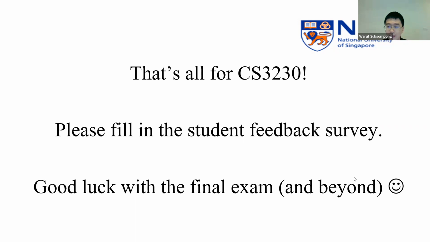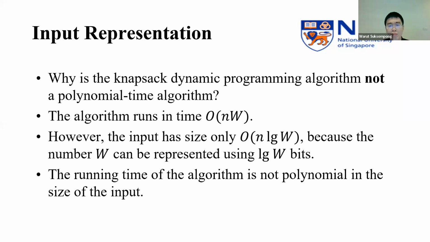Why is it n log w and not n plus log w? I think writing n plus log w here should also be correct, because n is the number of items, and for each item you're given the value and the weight. The w itself is a number. So if you write big O of n plus log w, that's also fine. I just write n log w because that's simple, and big O means at most anyway. But that's a good point. n plus log w would also be fine.